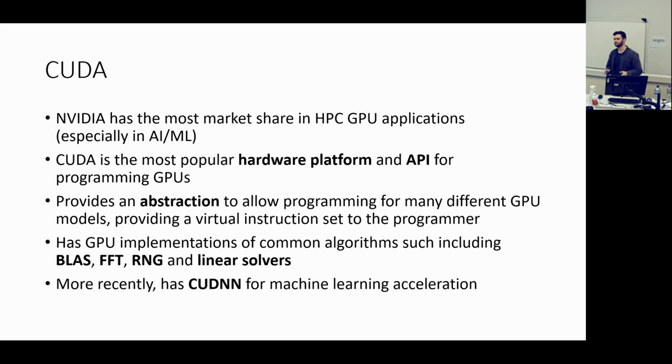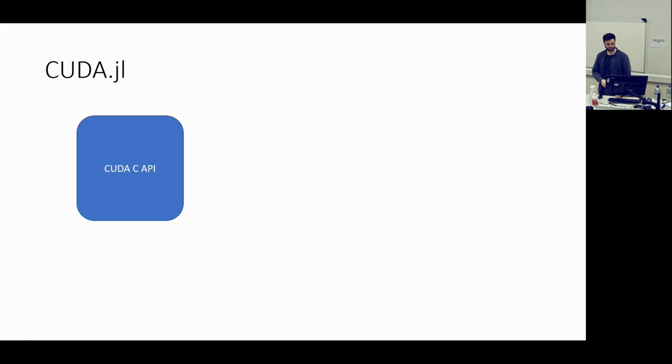Also, if you do machine learning or AI, you'll probably have to install this additional cuDNN package, which does deep neural network accelerations as well. Okay, so CUDA originally has an API for languages like C and Fortran, because typically that's what high performance programmers tend to use.